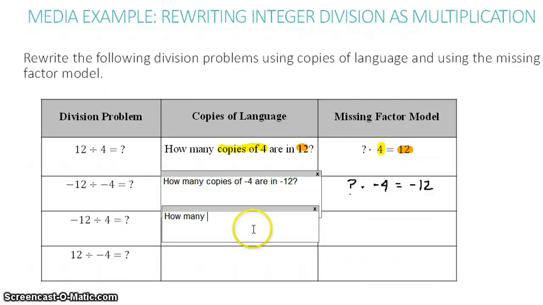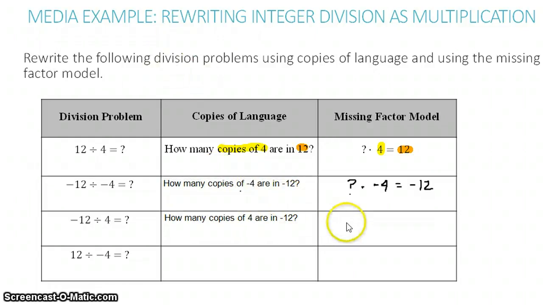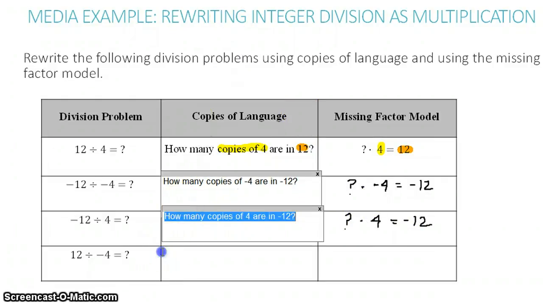How many copies of 4 are in negative 12? Now using our missing factor model, how many copies is our missing factor times 4, which is our known factor, are in negative 12. So that's our missing factor model. Let's look at the last one.